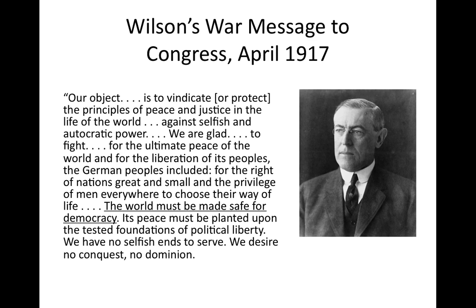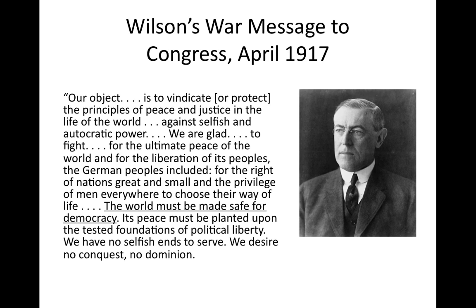Remember that Germany, the Ottoman Empire, and the Austro-Hungarian Empire were all autocracies, meaning they didn't have any democracy in those countries. Britain, on the other hand, was one of the world's great democracies. The United States chose to join Britain in the war, and Wilson said that we needed to do that in order to protect Great Britain and the democratic way of life from the threat of Germany and its allies in the Central Powers.